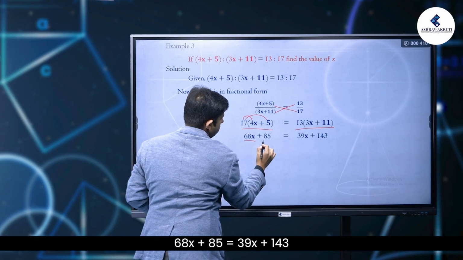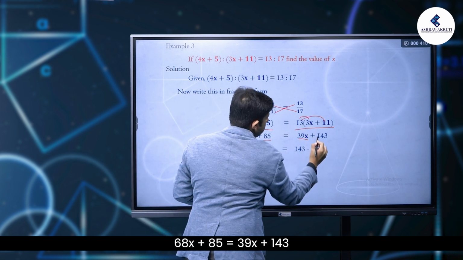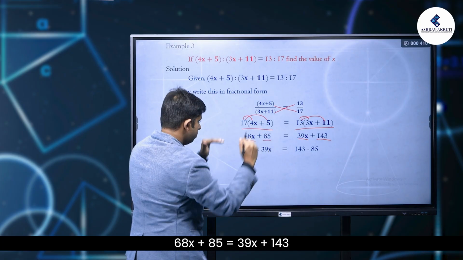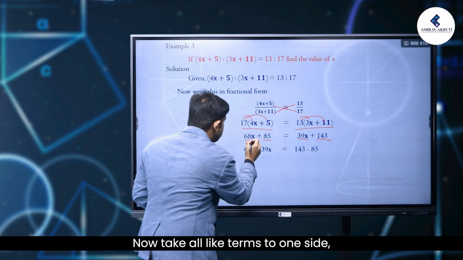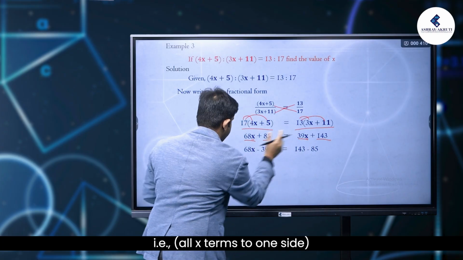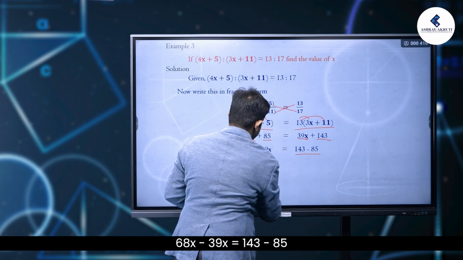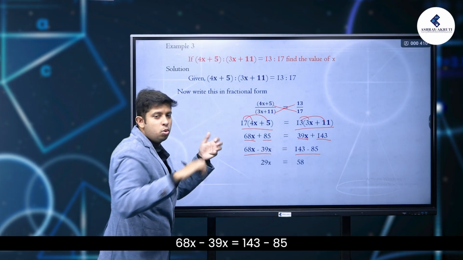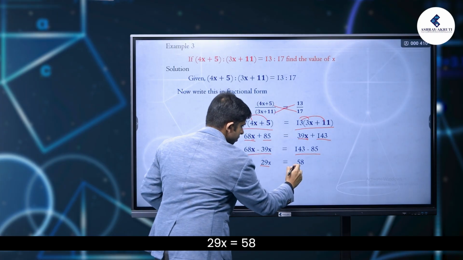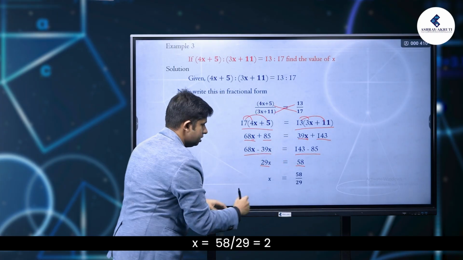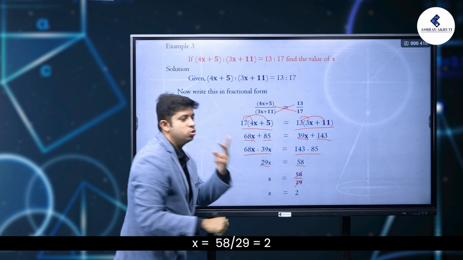17 into 4 is 68x, plus 17 into 5 is 85, equals 13 into 3x is 39x, plus 13 into 11 is 143. Now take all like terms to one side, that is, all x terms to one side. 68x - 39x = 143 - 85. 29x = 58. x = 58/29 = 2.